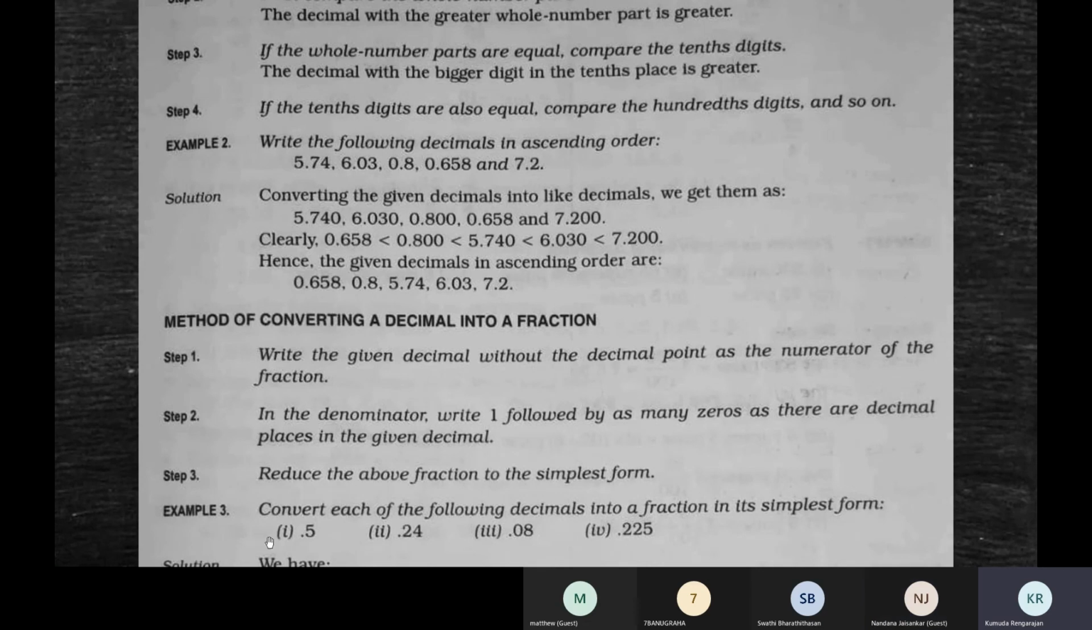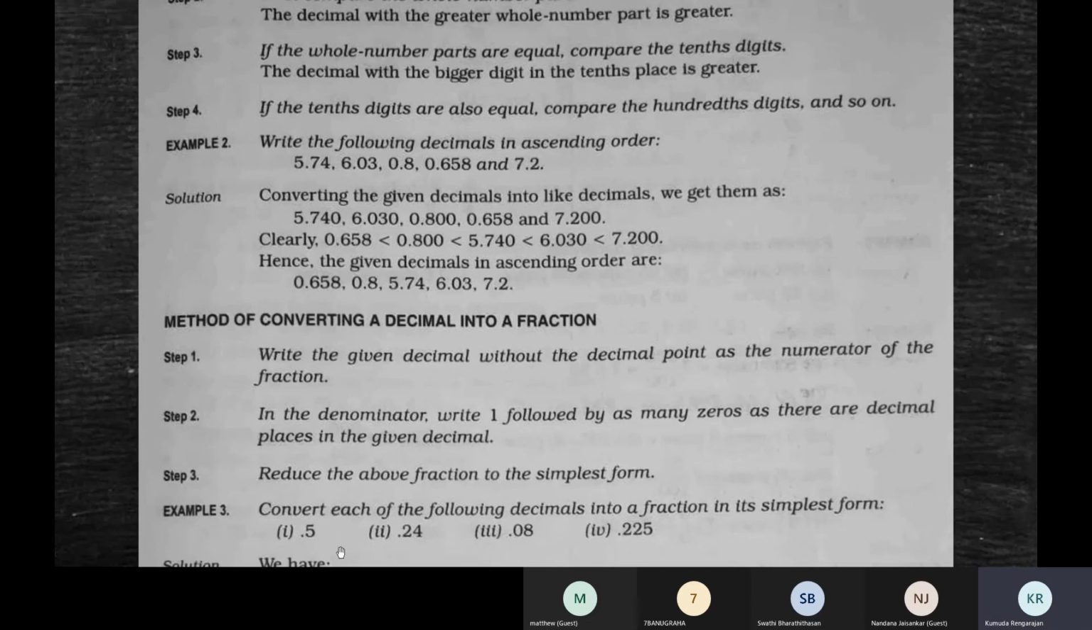Now let's understand how to convert a decimal into a fraction. These are decimals. See, 0.5. 0.5 means 0.5. 0.24 means 0.24. 0.08 means 0.08. 0.225 means 0.225.